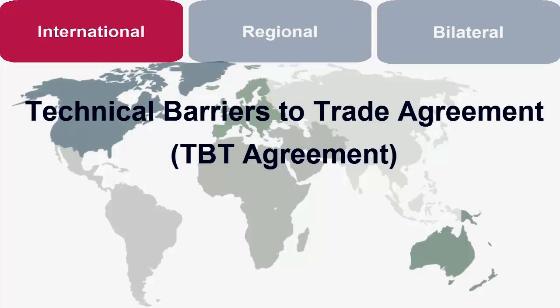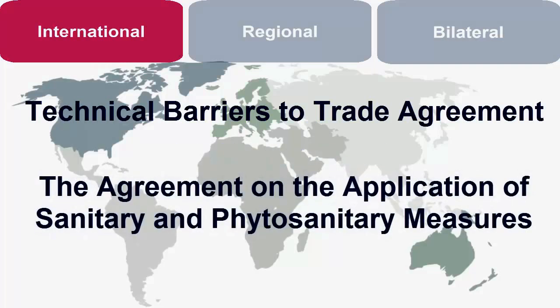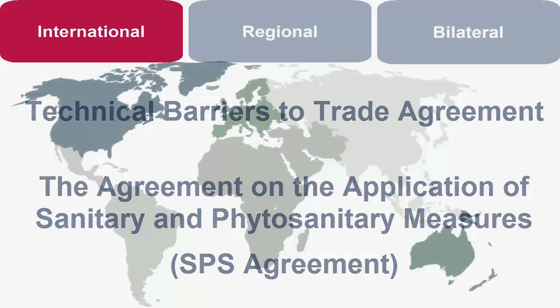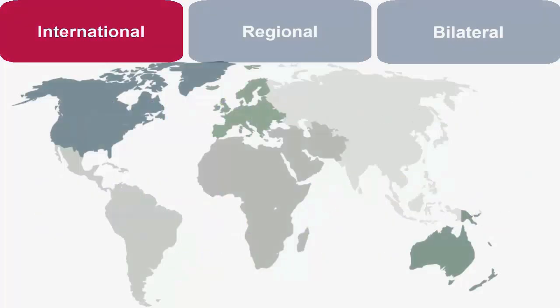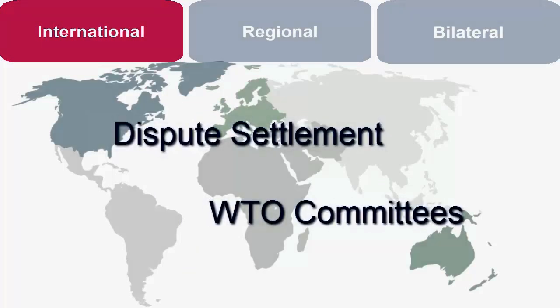The TBT Agreement encourages countries to use international standards, such that testing and certification procedures do not create unnecessary obstacles to trade. Second, there is the Agreement on the Application of Sanitary and Phytosanitary Measures, the SPS Agreement. The SPS Agreement regulates each WTO member's policies relating to food safety as well as animal and plant health and their harmonization across countries. Additionally, countries can raise concerns to WTO committees or enforce their rights through the WTO dispute settlement when international rules are broken.